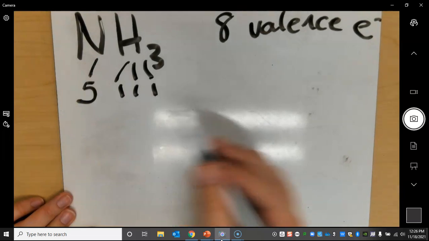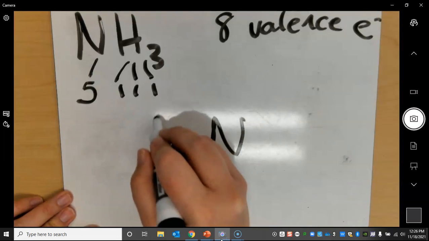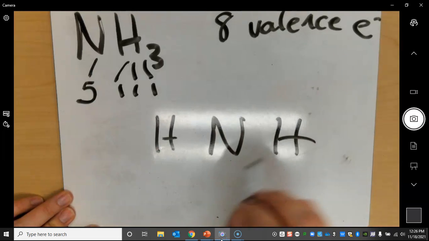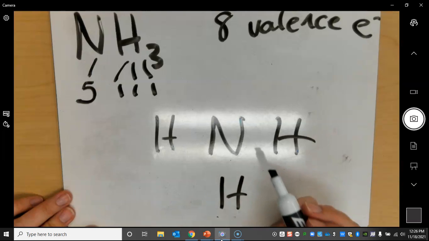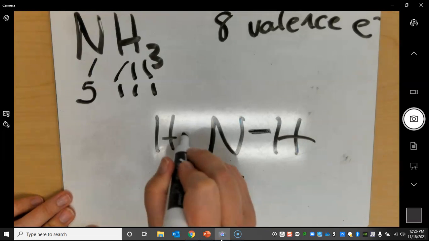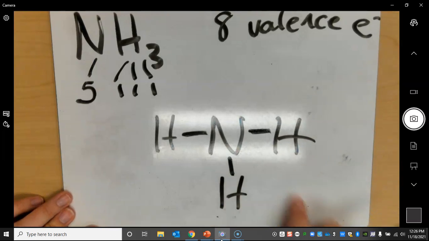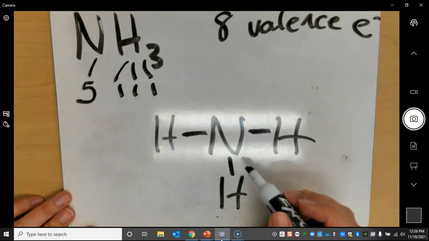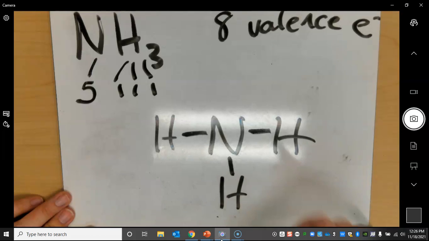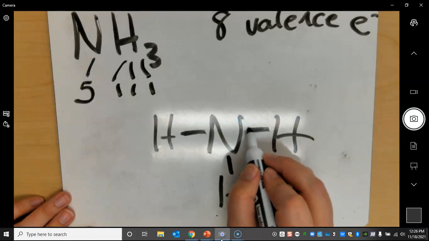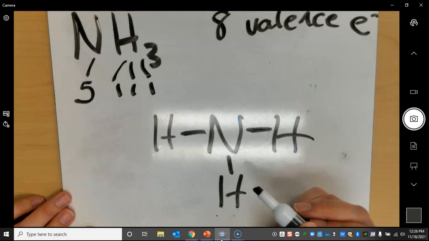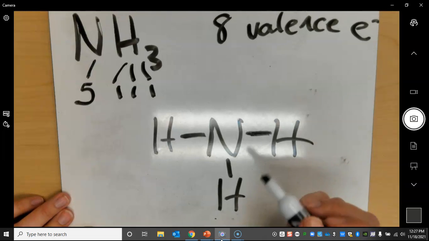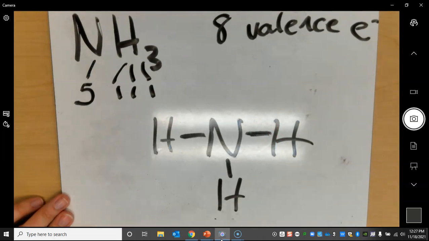All right, so my central atom here has to be nitrogen. So I'm going to put the hydrogens on other sides. And I'm going to start with single bonds in between the atoms. Okay, so now I've connected nitrogen to the 3 hydrogens via single bonds. So I've used 2, 4, 6 electrons. Because remember, each bond consists of 2 electrons. So that means I have 2 electrons remaining.